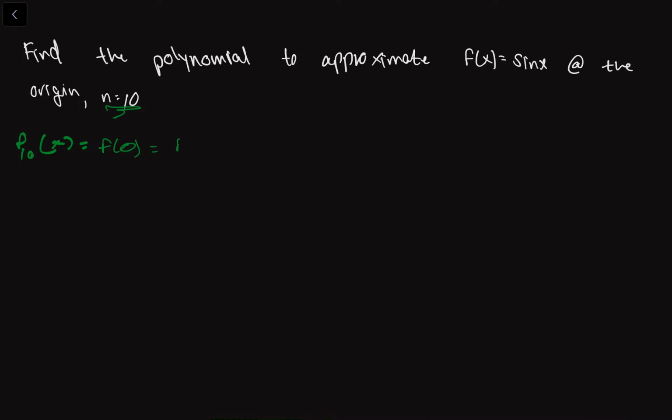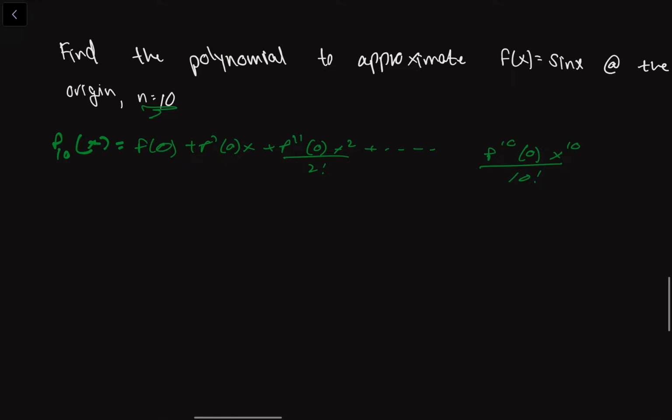So f of 0 plus f prime of 0 times x plus f double prime of 0 times x squared, dot, dot, dot, all the way till we get to the 10th derivative valued at 0 times x to the 10 over 10 factorial, right? So obviously this is going to take way too long to do in the same strategy, so we're going to try and find a pattern.